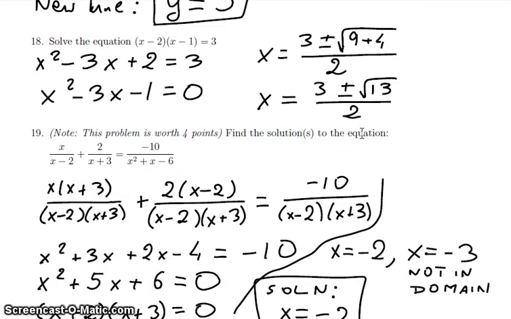Problem 18. Solve the equation x minus 2 times x minus 1 is equal to 3. First expand the left-hand side, so you have x squared minus 3x plus 2 is equal to 3. Subtract 3 from both sides, so you have x squared minus 3x minus 1 is equal to 0, which is a quadratic equation. You can try to factor it, or you can go straight to the quadratic formula.